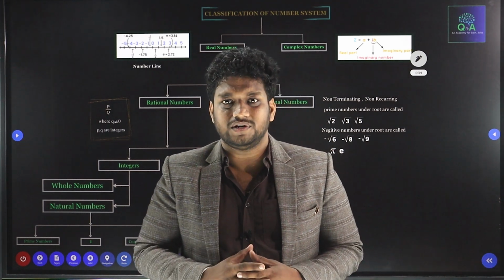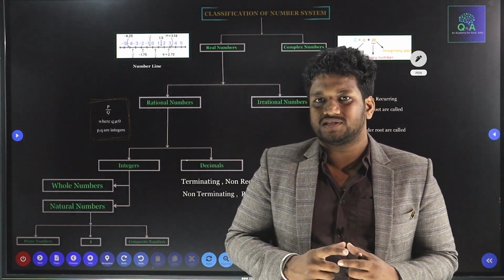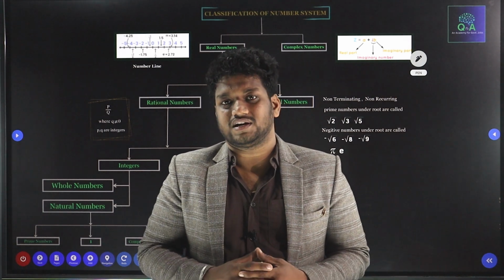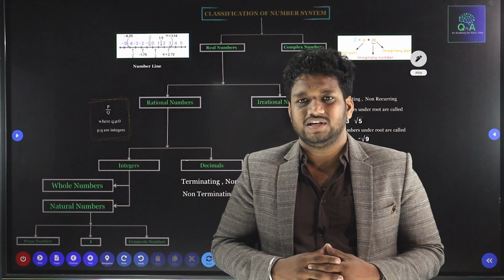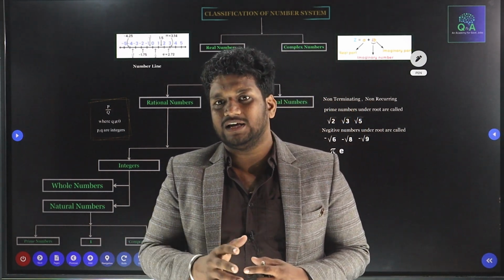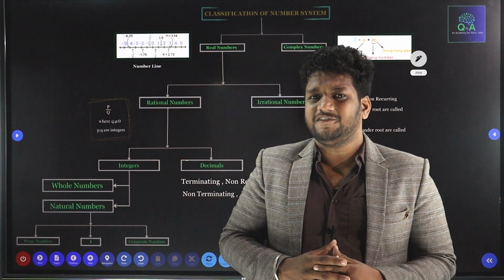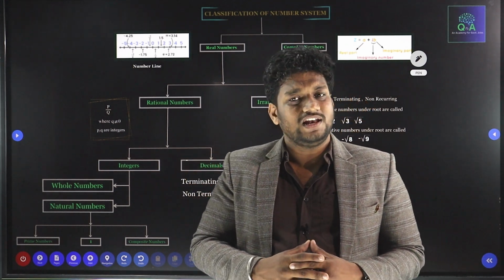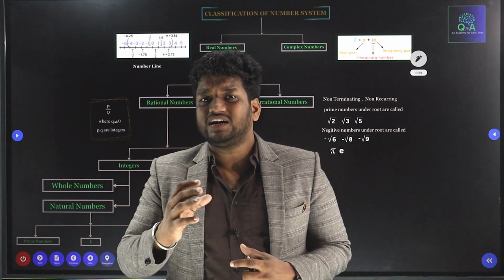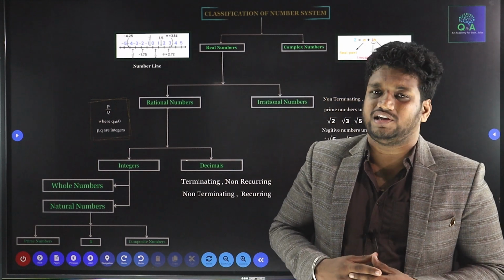What are imaginary numbers? Imaginary numbers are the square roots of negative numbers. If you multiply an imaginary number with any number or add it to any number, it becomes a complex number. Now again, if we come back to real numbers, they are divided into two parts. The first is rational numbers and the second is irrational numbers.